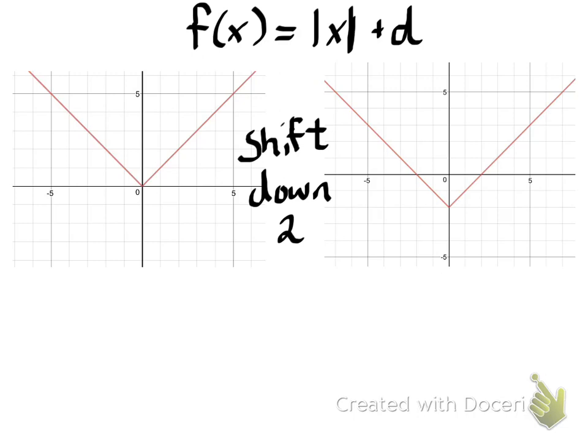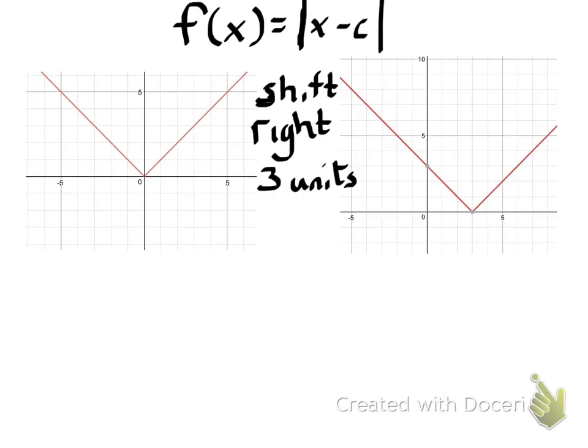A shift down, all it is, we're adding a negative d. In this case, we shifted down 2. And so f(x) = |x| - 2.